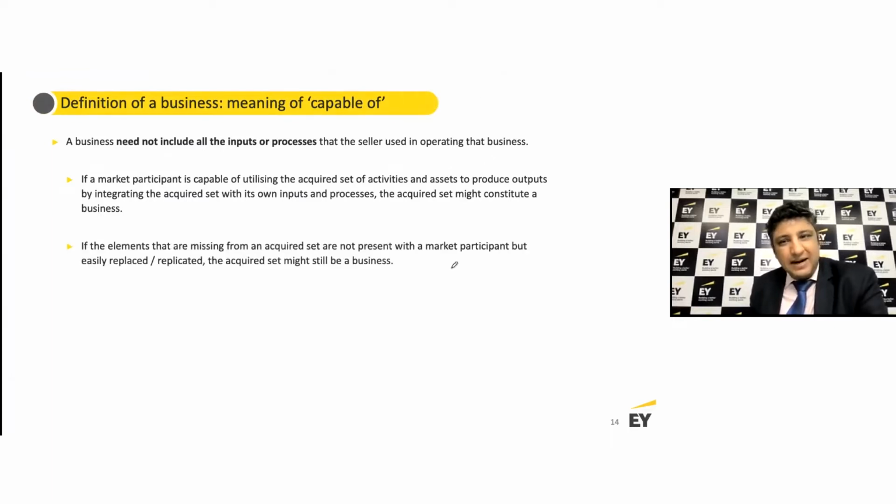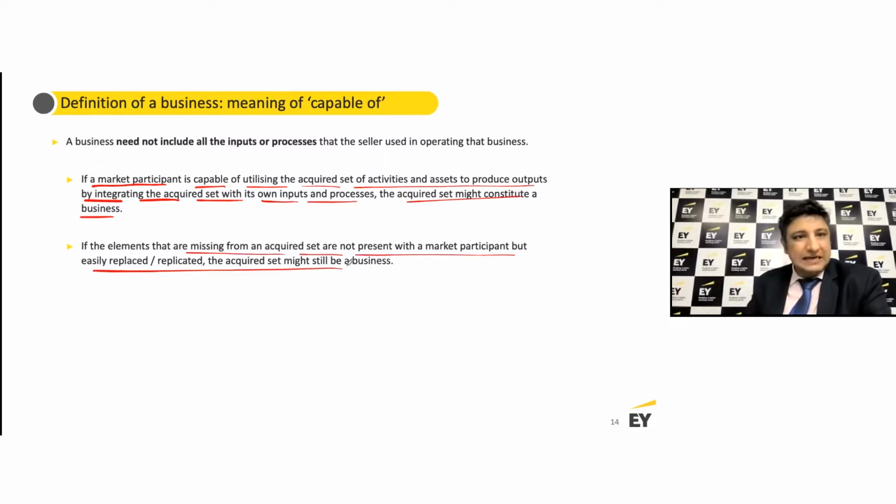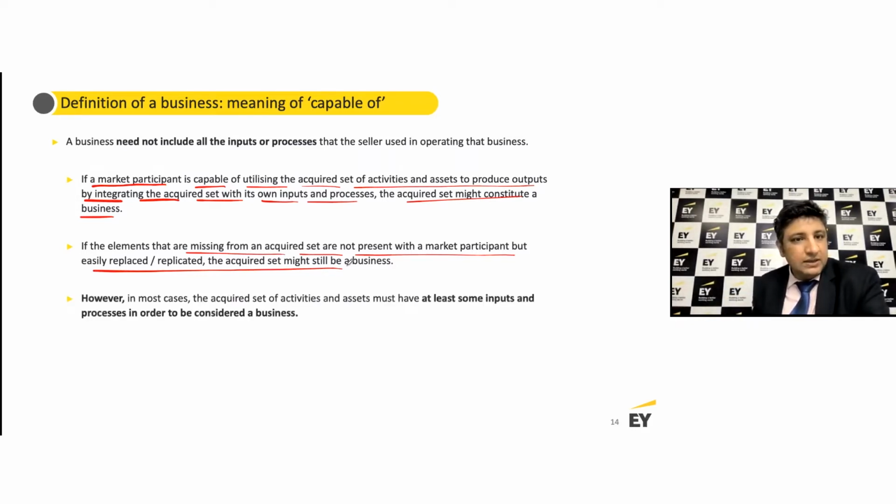Now, the term market participant is drawn from Ind AS 113, the fair value measurements that we have already dealt with. So it says that if the acquirer or the market participant is capable of utilizing the acquired set of activities and assets to produce outputs by integrating the acquired set with its own inputs and processes, the acquired set might still constitute a business. If the elements that are missing from an acquired set are not present with the market participant, but are readily available, replaceable or replicable, that again might result in an acquisition of a business.